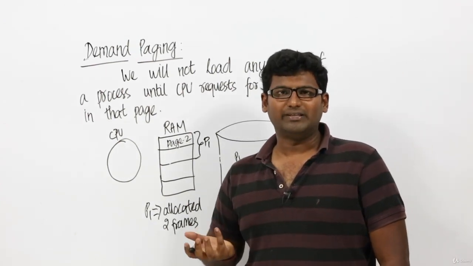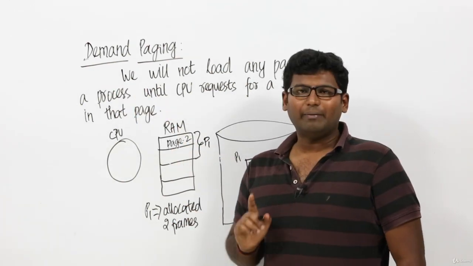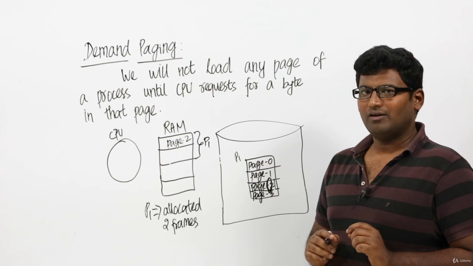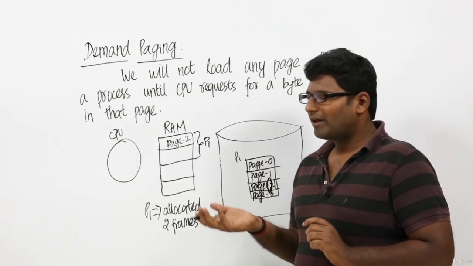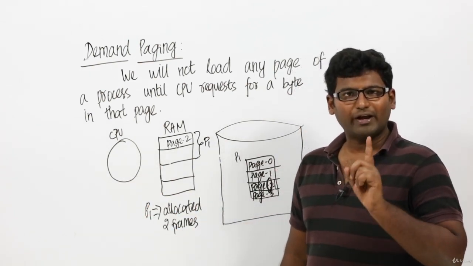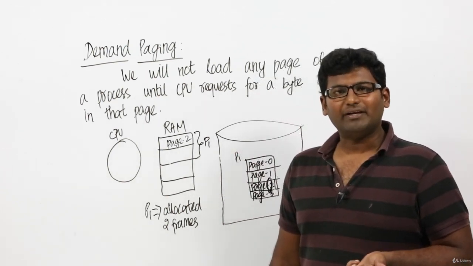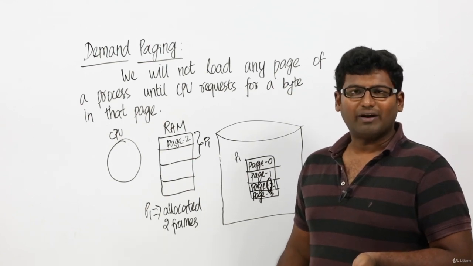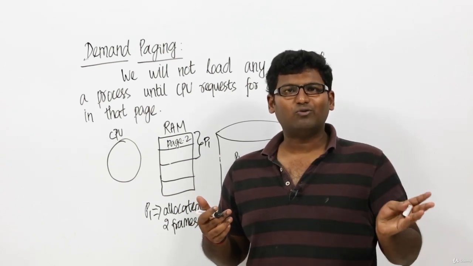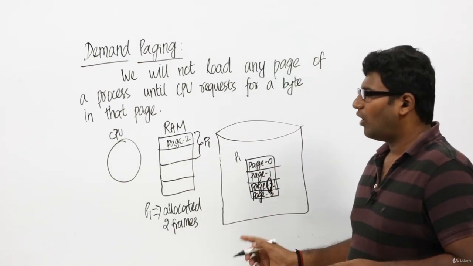But demand paging is very popular these days. One important point to notice here is that if I am using demand paging, every page will lead to at least 1 page fault. Why? Because we are not going to load any page before a byte has been requested by the CPU in that page. Whenever the CPU requests a page for the first time, it will definitely lead to a page fault, because this is the first time the CPU is requesting a byte in that page, so I would not have loaded it before. So every page will lead to at least 1 page fault.